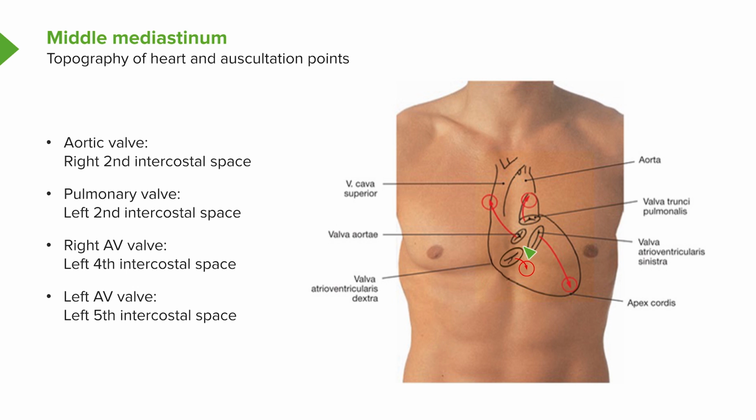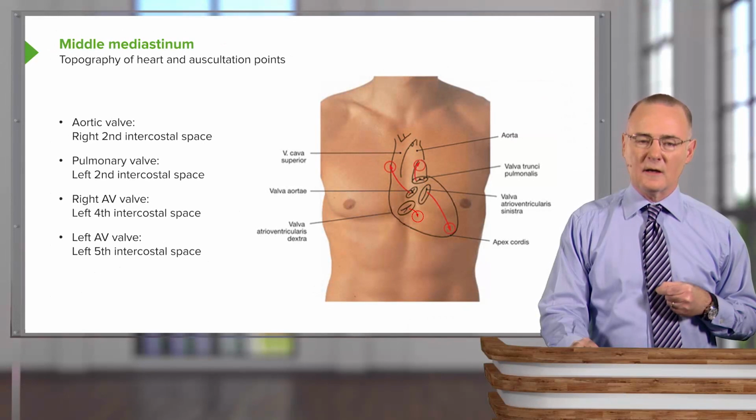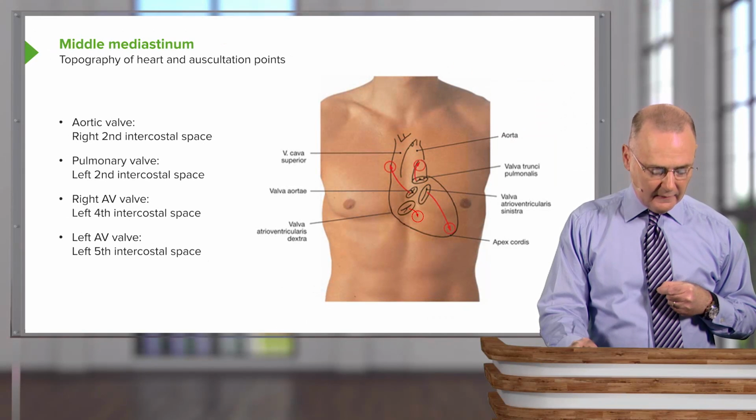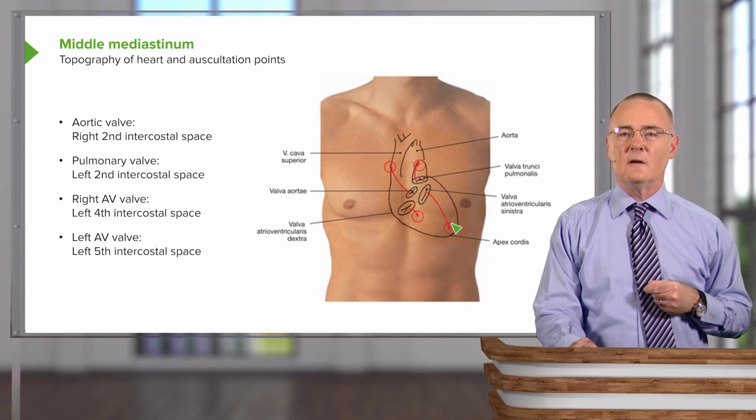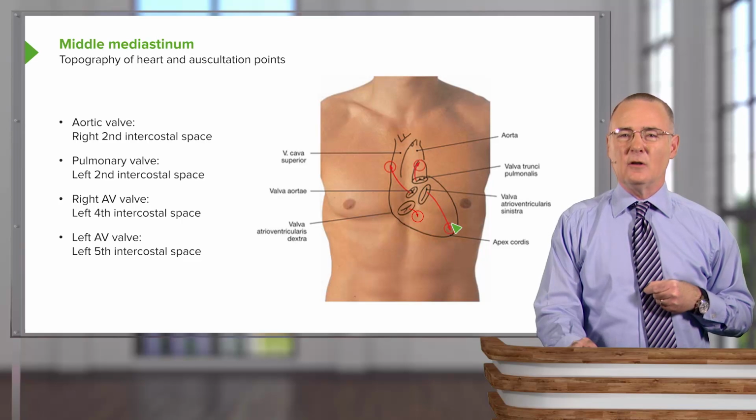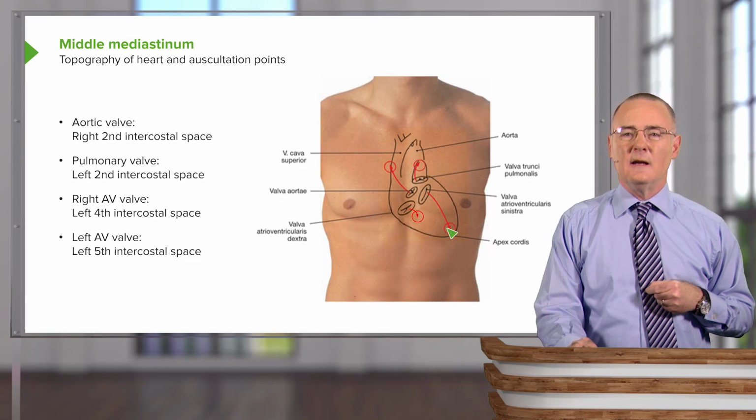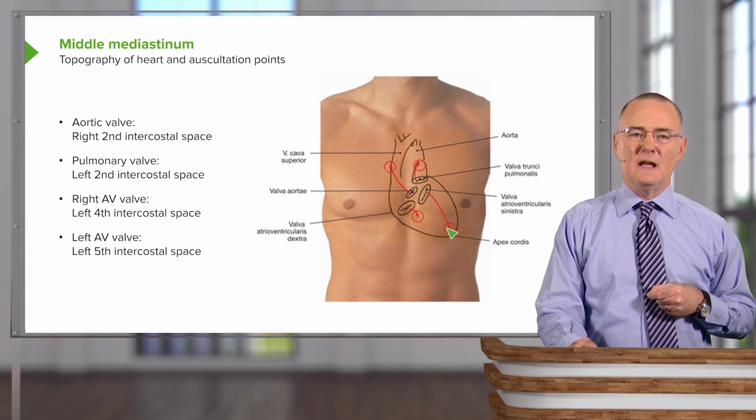If we take a look at our atrioventricular valves, which lie here and here, here's your tricuspid. The best location to pick up auscultation from the right atrioventricular valve is in the right fourth intercostal space. And then here's the vector where we can best hear the closure of your left AV valve, and that is at the level of the apex of the heart. So that's going to be in the left fifth intercostal space.